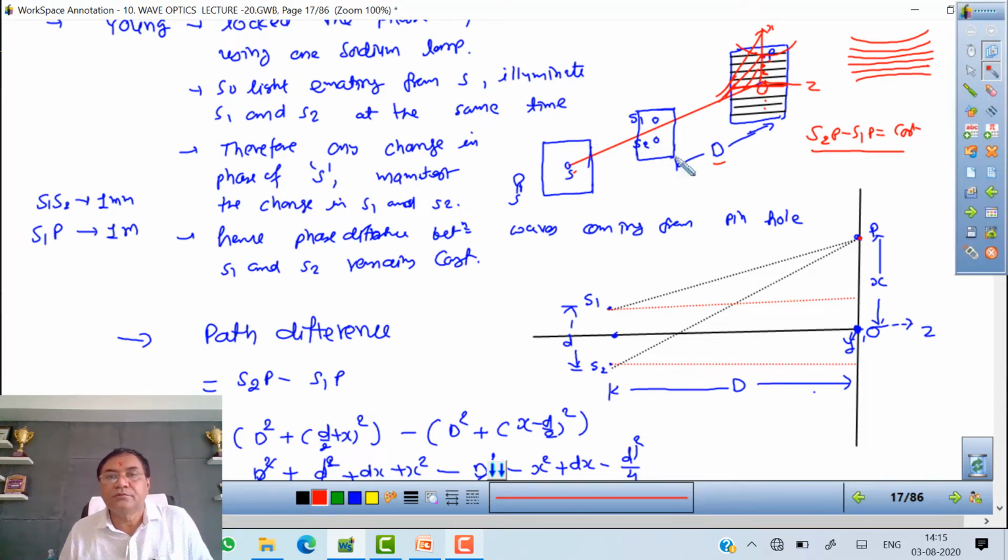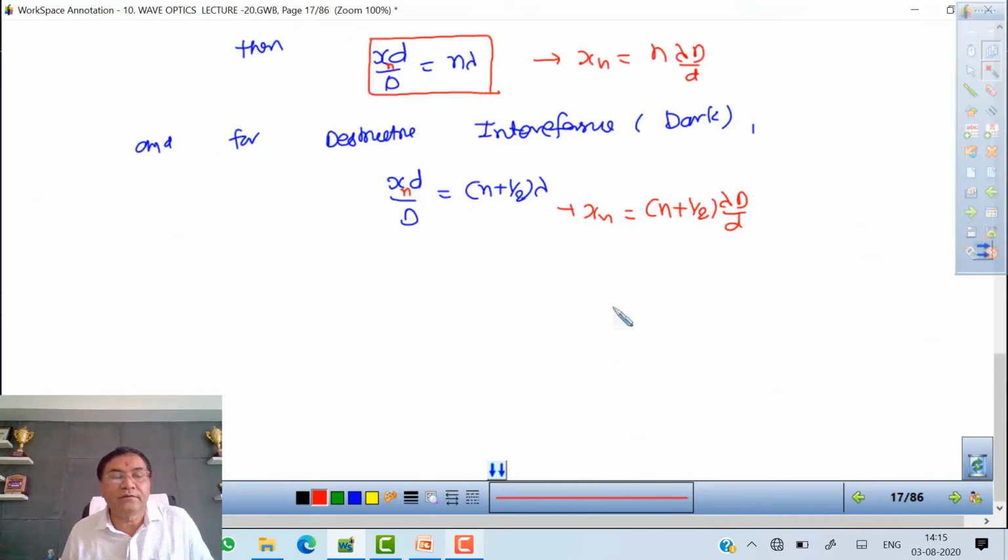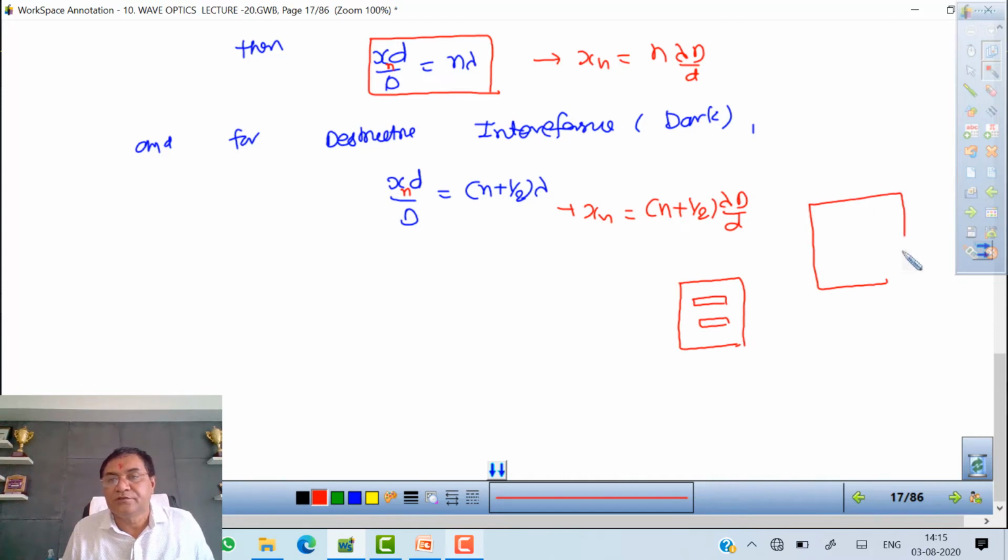Secondly, if instead of taking this pinhole we take slits, a straight cut like this, then we always get straight fringes.